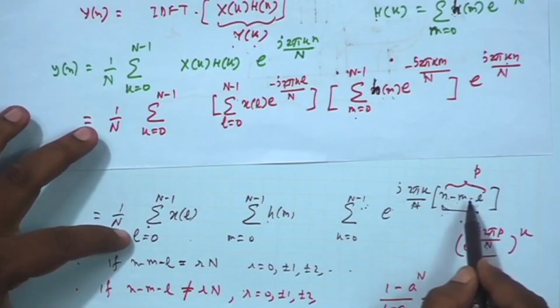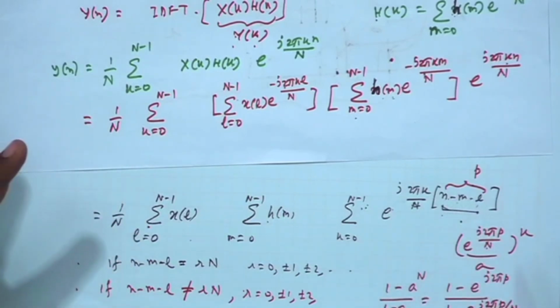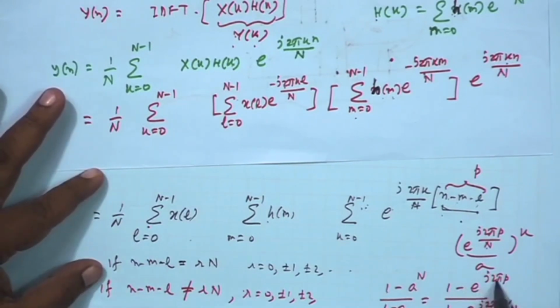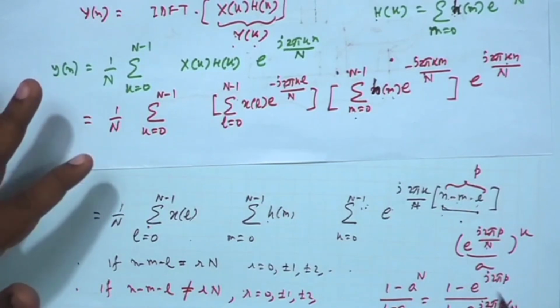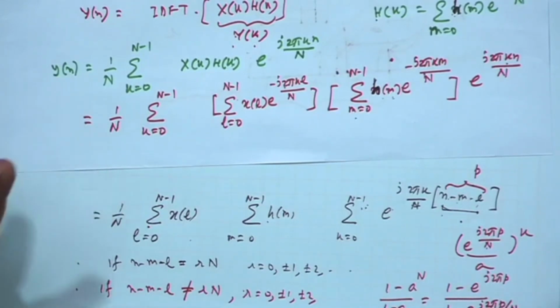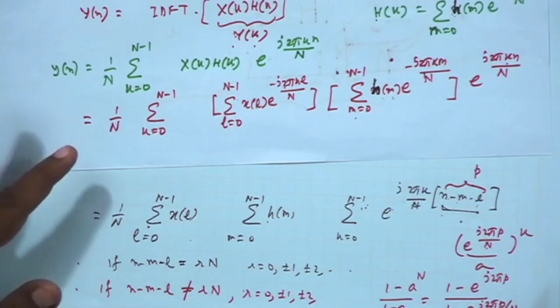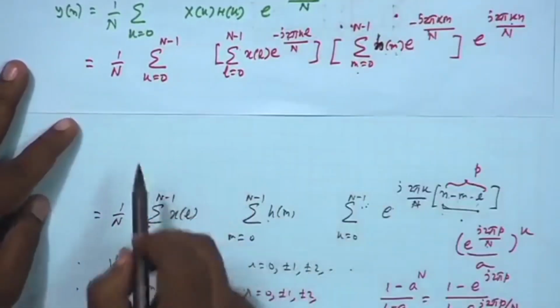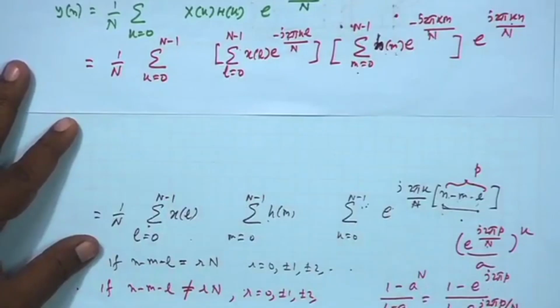M n minus m minus L. The numerator part is 0 because this is 1, and 1 minus 1 is 0. The denominator, we have seen earlier and can explain again, cannot be 0. Why can it not be 0? Because for it to be 0 this must be equal to 1.